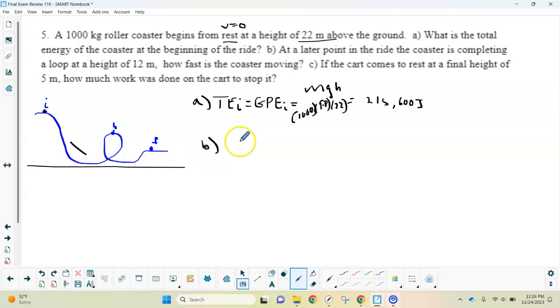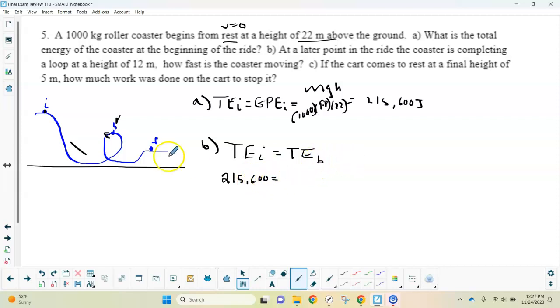Part B wants to know, okay, at a point later in the ride, the coaster is completing a loop at a height of 12 meters. So this is point B here. So it's in the loop, and it's got to be moving through the loop. So it's got a velocity there. I'm going to know how fast the coaster is moving. So we're just going to use conservation of energy. So the total initial energy that we had should be equal to the total energy at point B and at every other point. And we already know this number on the left side. 215,600 joules is the initial.